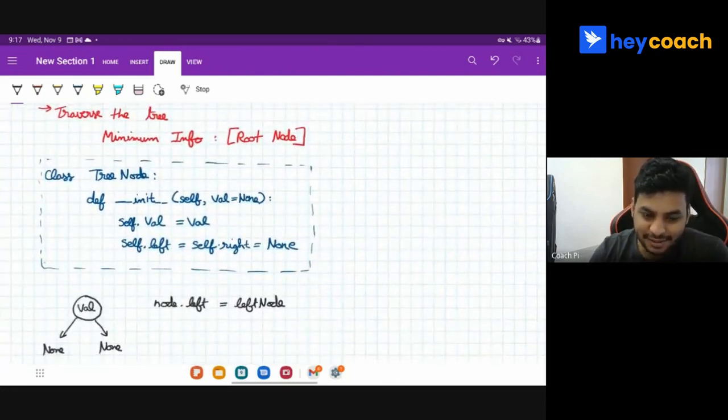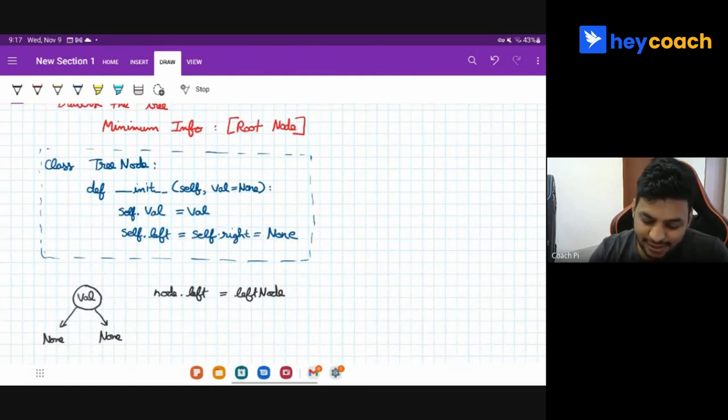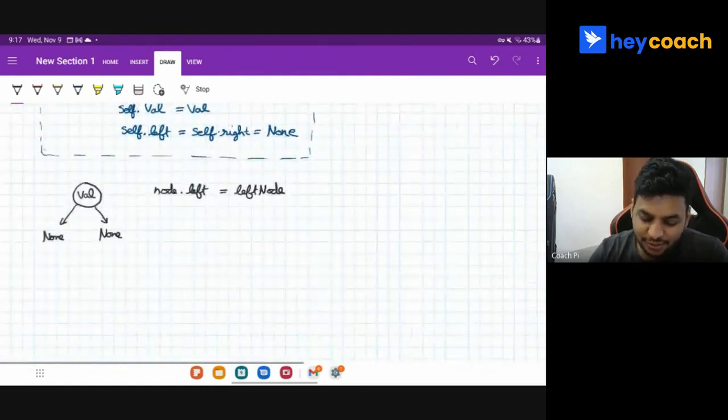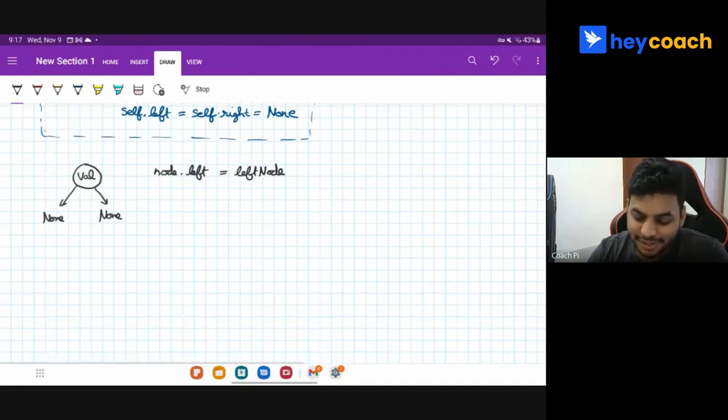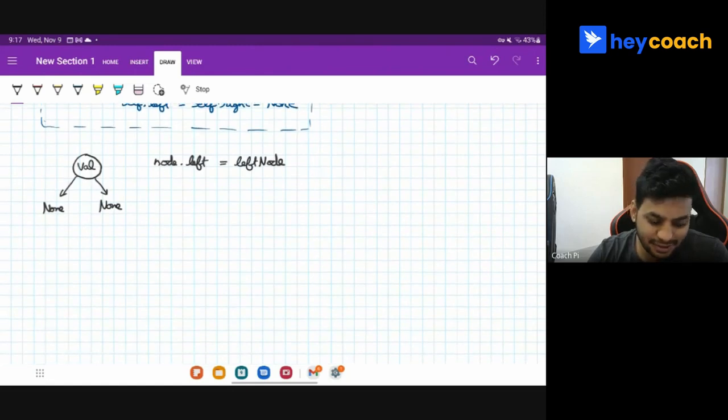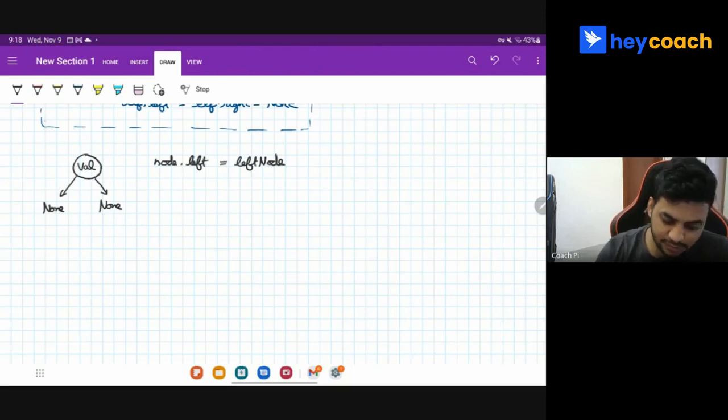And then we represented a tree node: we initialize the value and then we initialize the left and right as None initially, and we saw how we can reinitialize the left child and the right child. So let's do a question for this. So we'll solve a question.